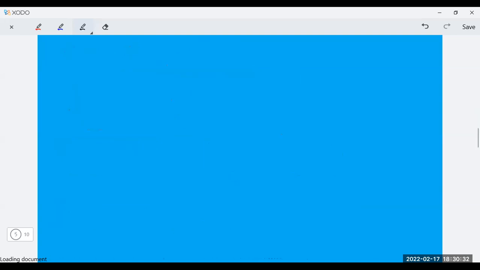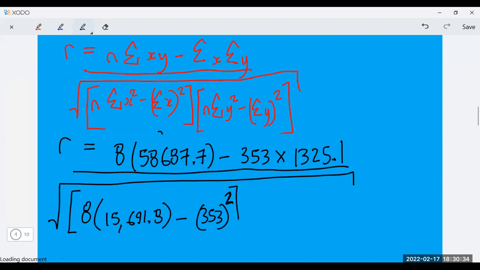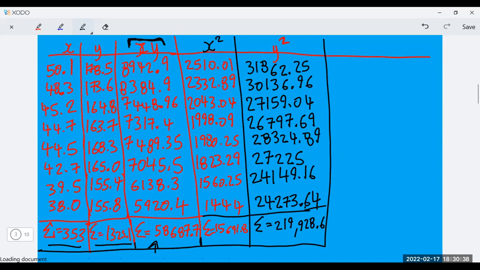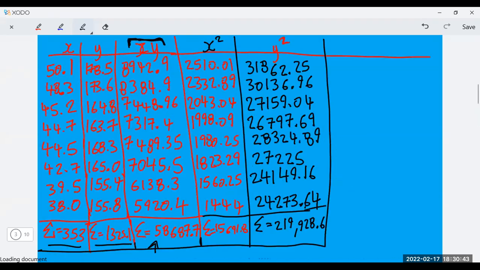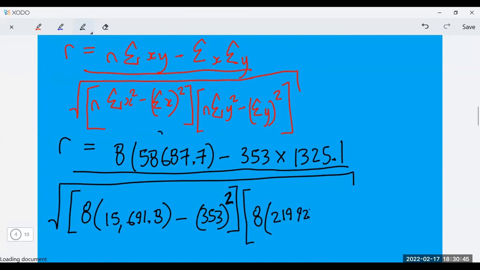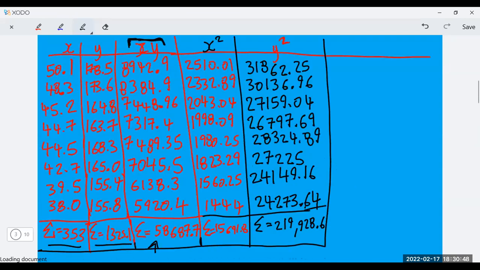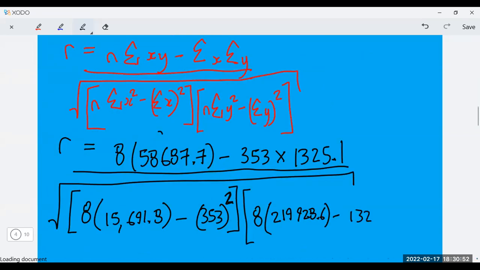All right, and we close the bracket, and then we multiply it by 8 times the sum of y squared. The sum of y squared was 219,928.6. And we subtract the sum of y all squared, which is 1325.1 all squared. Close that bracket. Whole heap of calculation. So let's simplify the numerator part first.